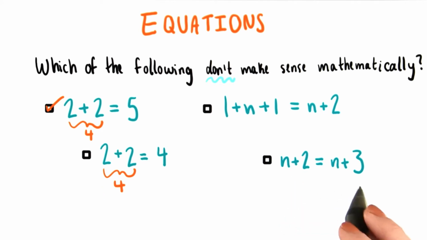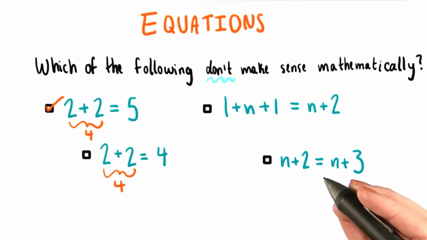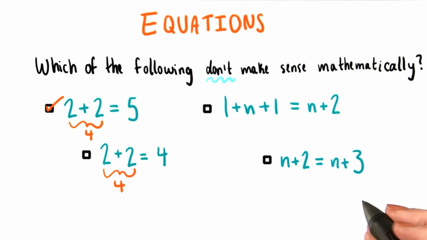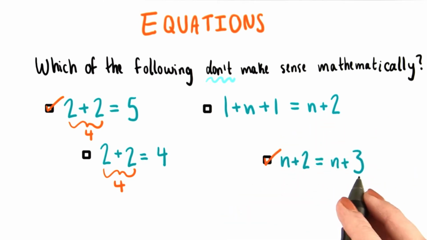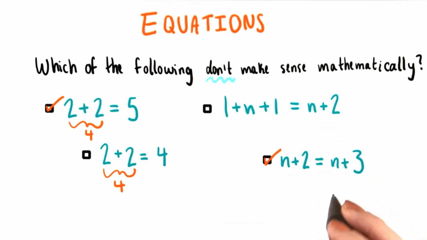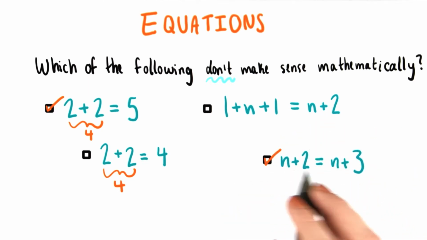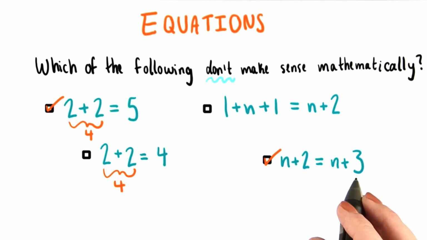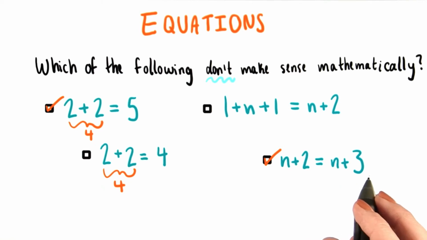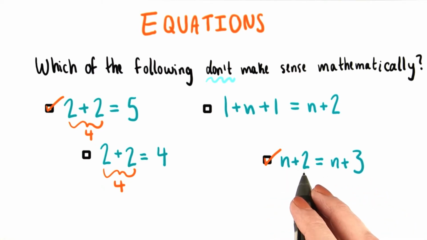n plus 2 equals n plus 3 is a little bit trickier. Now, what is the problem here? I'll go ahead and tell you that this is an answer that you should have selected. The issue is that no matter what value you substitute in for n, the two sides of this equation will never be equal to one another. The right-hand side, that says n plus 3, will always be one larger than the left-hand side.